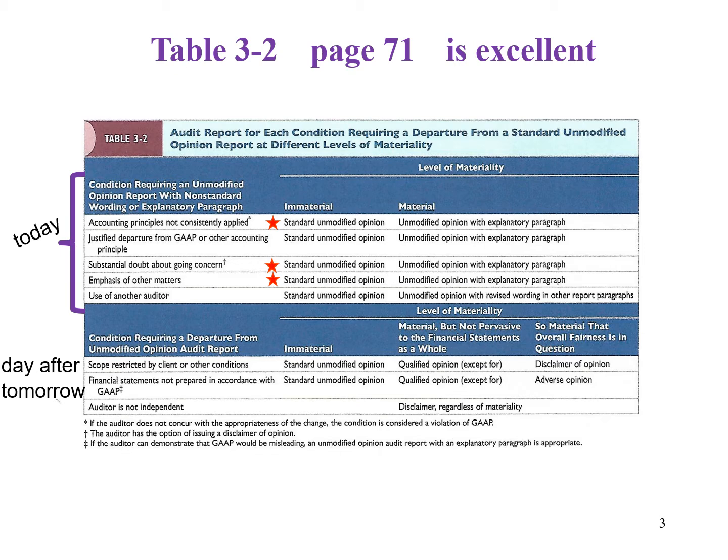Page 71, table 3.2 is excellent. We're going to talk about this upper portion today. That's all we're going to talk about. We're going to talk about accounting principles not consistently applied. We're going to talk about substantial doubt about going concern, an emphasis of matter. We're not going to talk about the other 2. So that's what we're going to cover today.